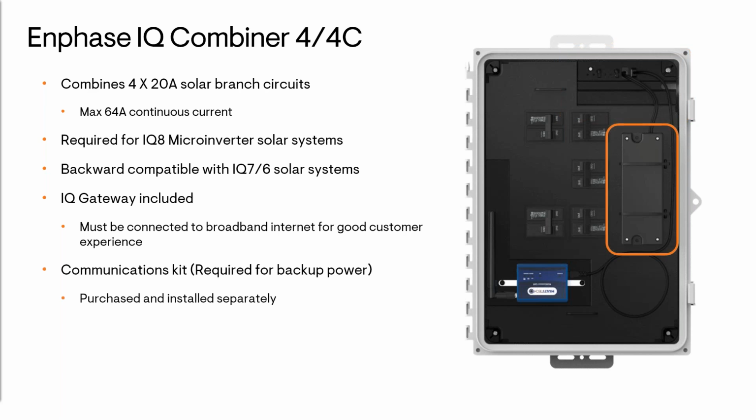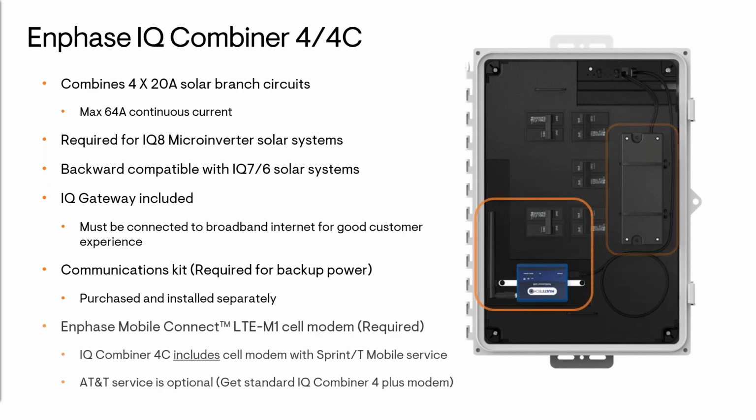A communications kit must also be installed in the combiner for backup power configurations. It enables wireless communication between the components in the backup system. And lastly, we also require the installation of an Enphase cell modem. It serves as a backup internet connection in case the home's network loses power during an outage.